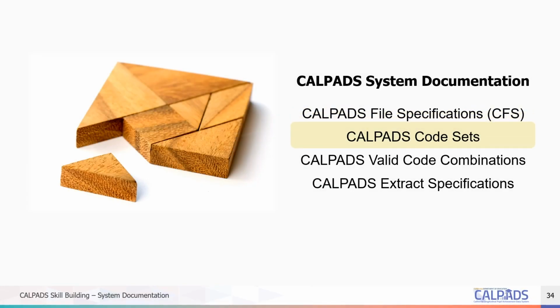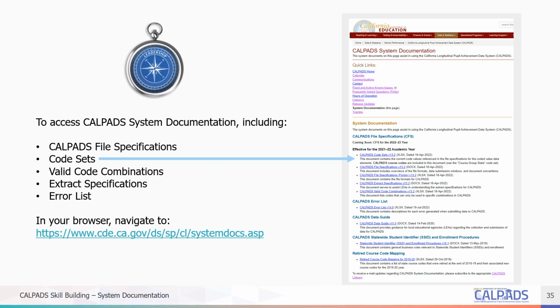Let's turn to the CALPADS code sets document. Our objective for this lesson will be for you to understand the purpose and intended use of the code sets document, where you can locate it, and how to navigate the code sets document effectively. You can find the CALPADS code sets document on the CDE webpage for CALPADS system documentation, linked to on screen.